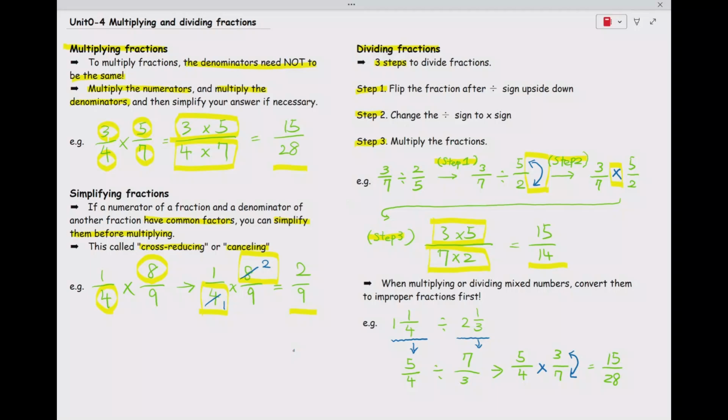Converting 1 1/4 to an improper fraction becomes 5/4. Do the same for 2 1/3, which will become 7/3. So it becomes 5/4 divided by 7/3. First, you need to flip the 7/3 upside down. And then change the division sign to the multiplication sign. Then you will get 5/4 times 3/7, which equals 15/28.